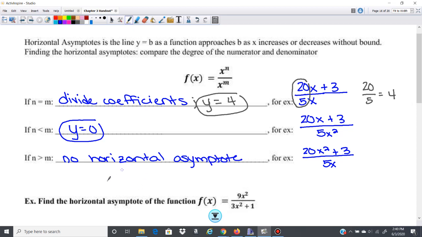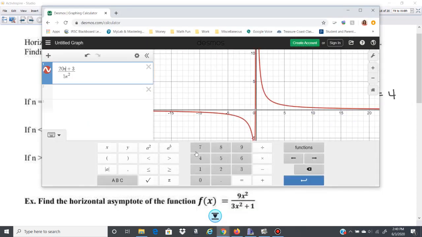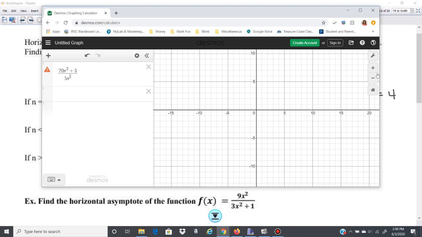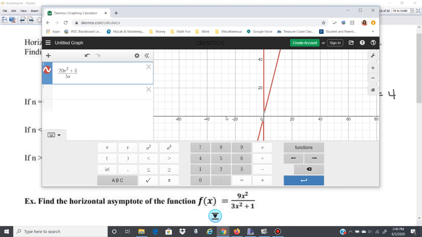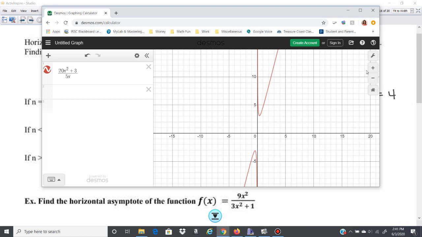Okay, so this time there would be none when the degree in the numerator is greater than the degree in the denominator. So if I look at that one, let's go ahead and make this a 20x squared over 5x. There we go. There's the graph. I don't have a horizontal asymptote here. But notice the way that this graph looks. It does look like it's symmetrical about something, so I am actually going to have a vertical asymptote at 0, if you see that vertical asymptote.